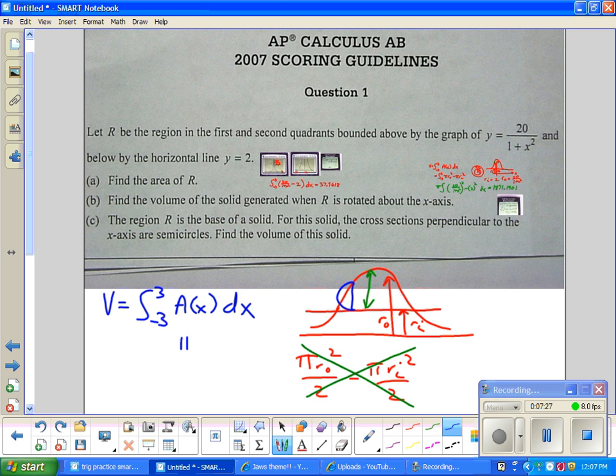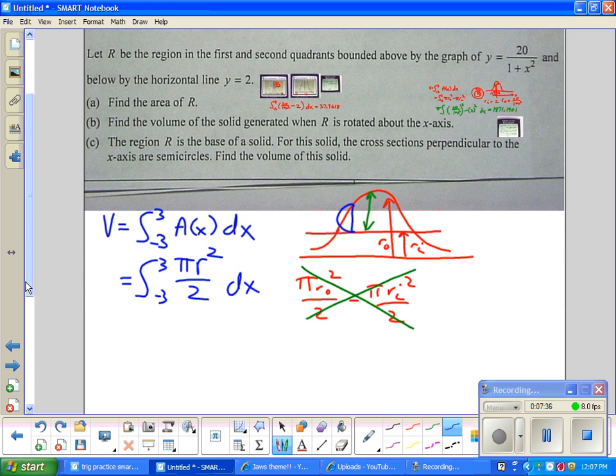All right, we got this. We agree it's pi r squared over 2. But right now I don't have r. What I have here is the d, which is the rational function minus 2. And what's the radius? Well, the radius is half of that. So there is our radius. All right? It is half this distance right here.